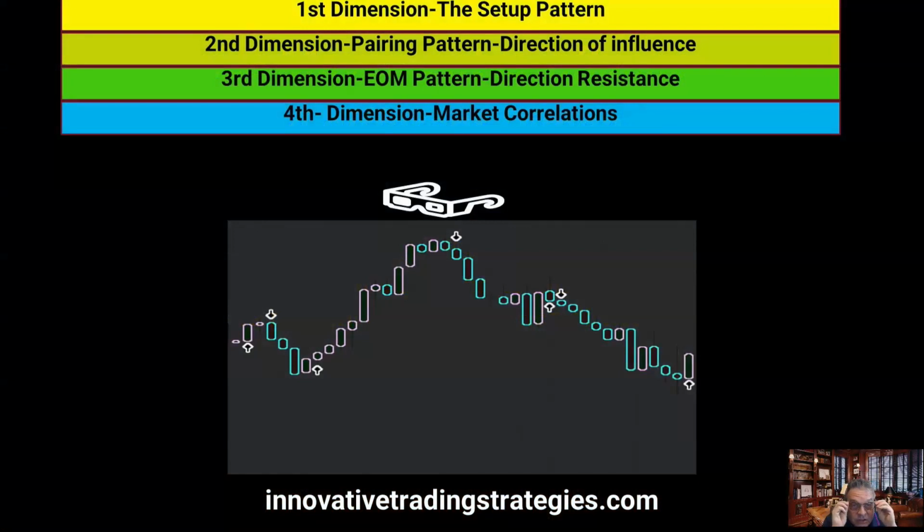Now, the first dimension is the setup pattern. So if you've seen our charts, if you've been to the morning show and you're looking at the stocks, the indices, you see those little red and green carrots.